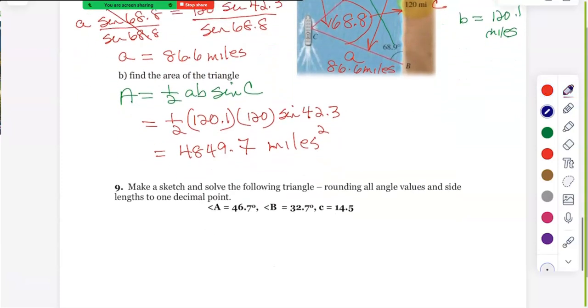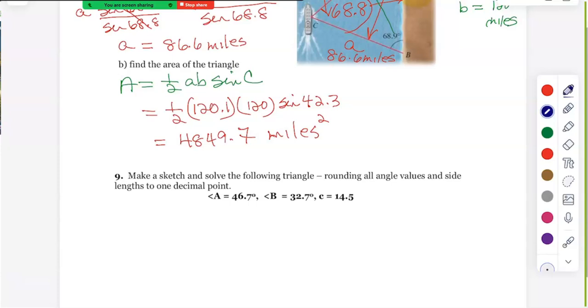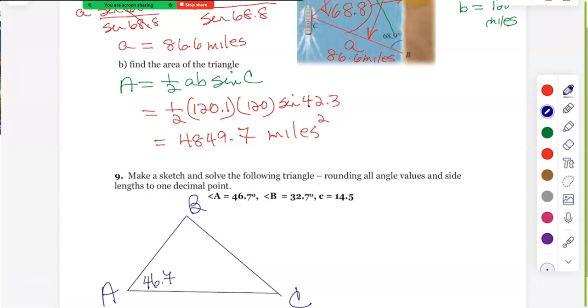Here you're going to do a sketch. So I'm going to draw my triangle. Since I know it's not right, draw it like this. I made this my A, this my B, this my C location. Then I'm going to put in what they gave me. So this is 46.7. Angle B is 32.7. And side C is 14.5. They say round all angle values and side lengths to 1 decimal.